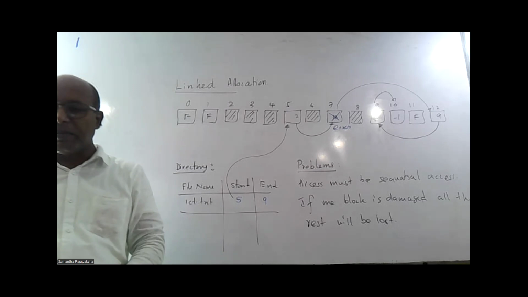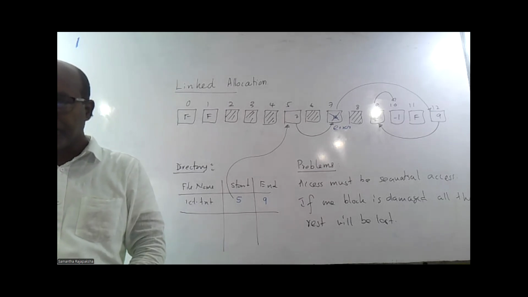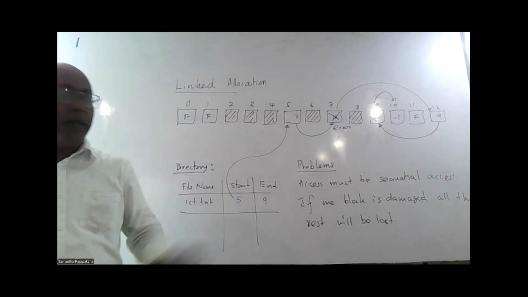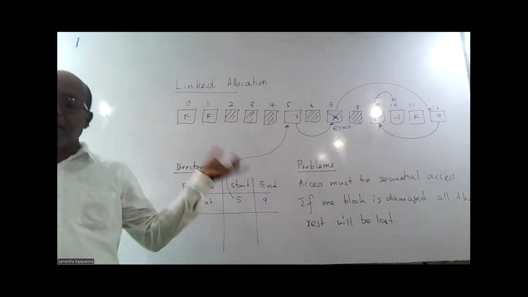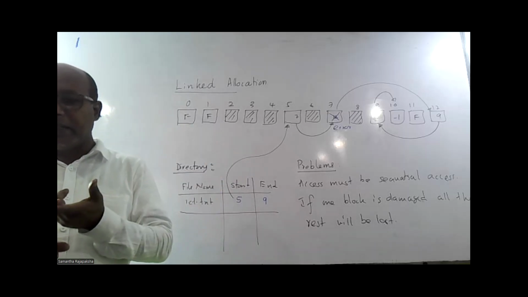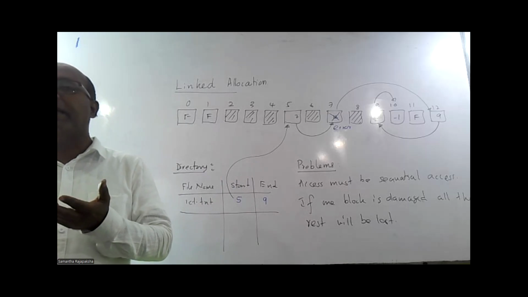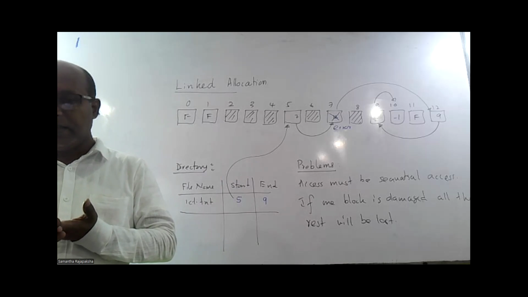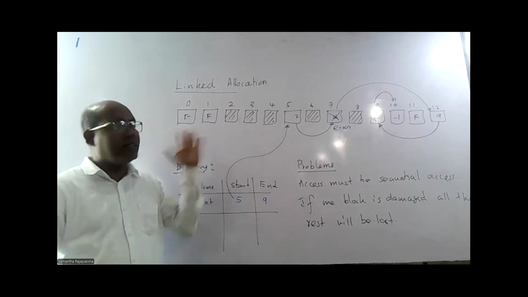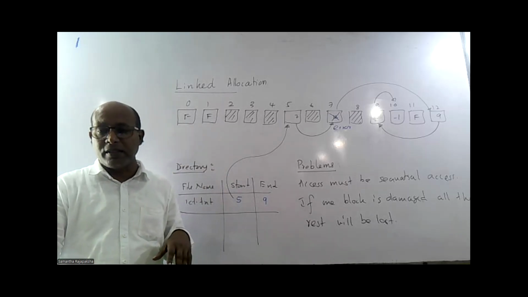Is the problem clear? Yes, sir. Then how do we solve this one? In the previous one, we had the problem that the file cannot grow, and also external fragmentation. Those two problems are solved by this one, which is what? Link allocation.